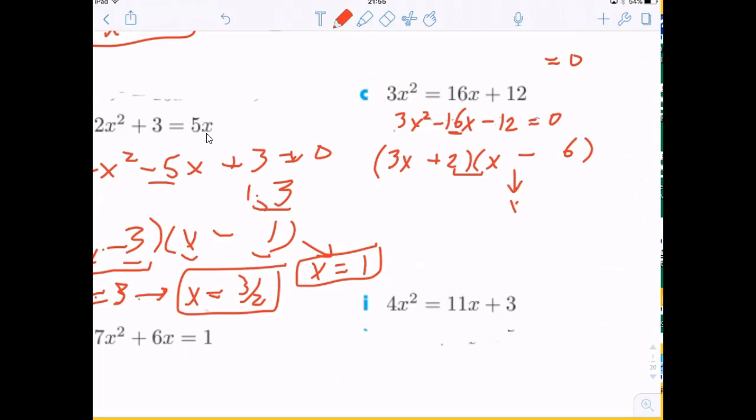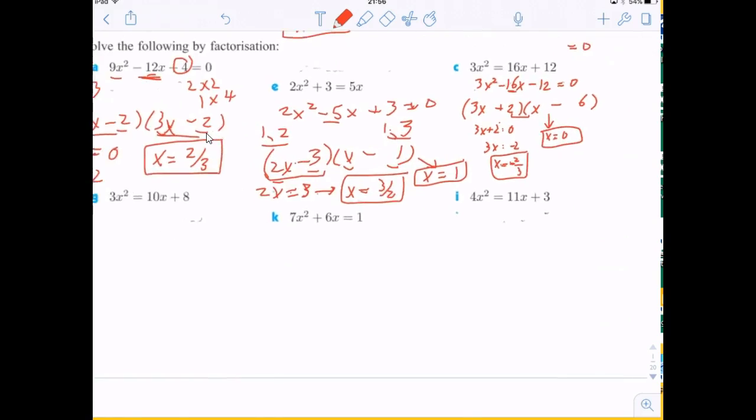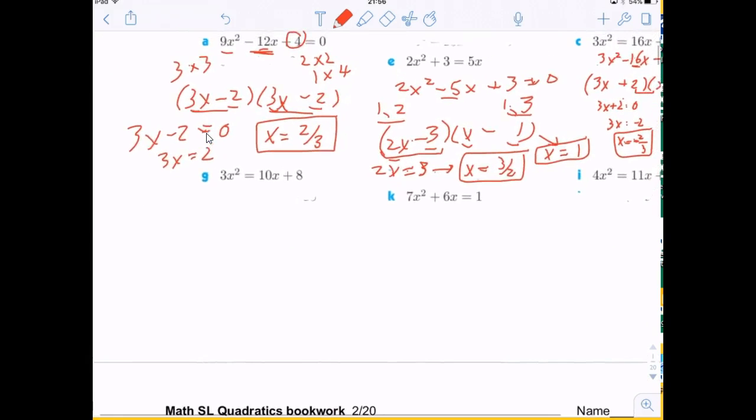And x minus 6 yields x equals 0. 3x plus 2 yields, let's see, 3x equals -2. X equals -2/3. Okay? Alright. Alright. Let's go to G.